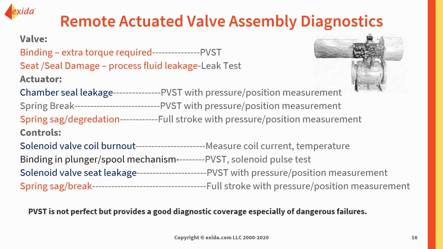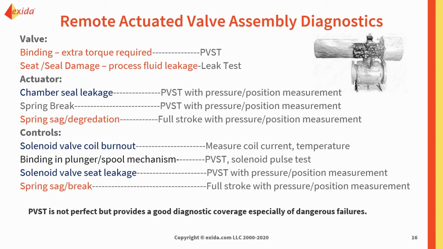The point of partial valve stroke testing is to stroke the valve 10 to 15% and not interrupt the process fluid. We don't want to stop the process, so we can do this partial stroke test, and we can gain some powerful information and data about the valve assembly without shutting down our process. The only way we can detect the seat leakage is with a full stroke test and the ability to sense seat leakage. If we look at the actuator, we see chamber seal leakage, a main failure point, and we can detect that with partial valve stroke testing that measures both pressure and position.